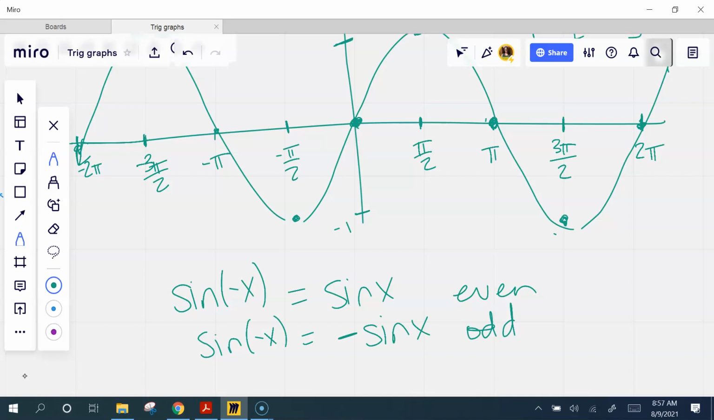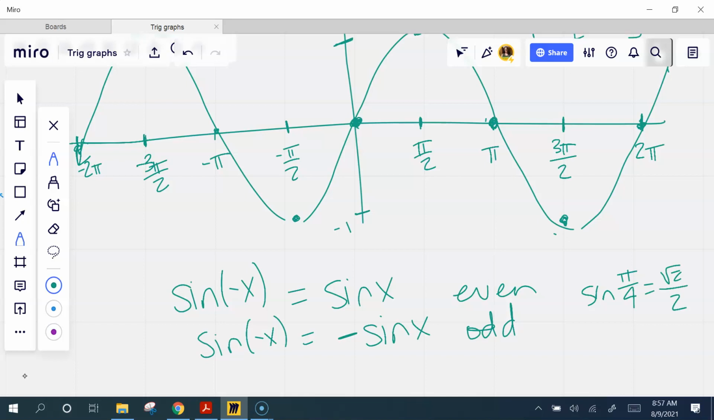Wait, can I write that down? All right, so let's look at your unit circle again. Let's take an easy one, pi over 4. If I am at pi over 4, what is the sine of pi over 4? The sine of pi over 4 is the square root of 2 over 2. Are we all in agreement?